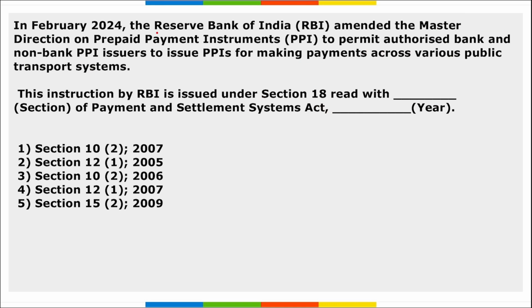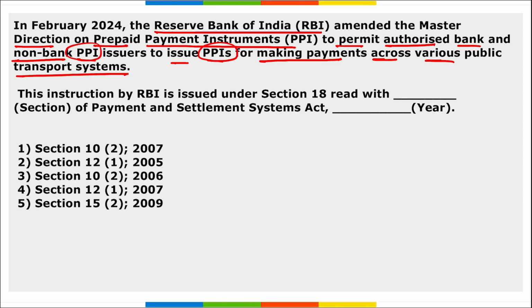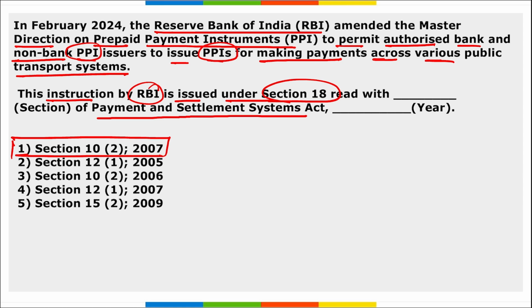Next, in Feb, Reserve Bank of India amended the Master Direction on Prepaid Payment Instruments, PPI, to permit authorized banks and non-bank PPI issuers to issue PPIs, that is prepaid payment instruments, for making payments across various public transport systems. This instruction by RBI is issued under Section 18 read with Section 10 Part 2 of the Payment and Settlement Systems Act of 2007. So the right option here becomes option 1.